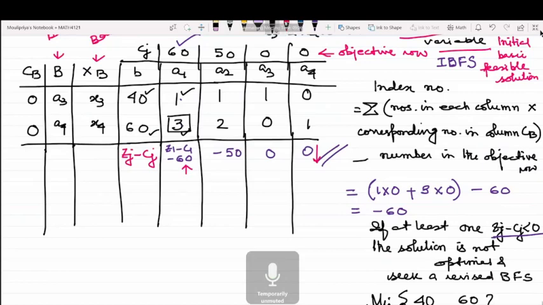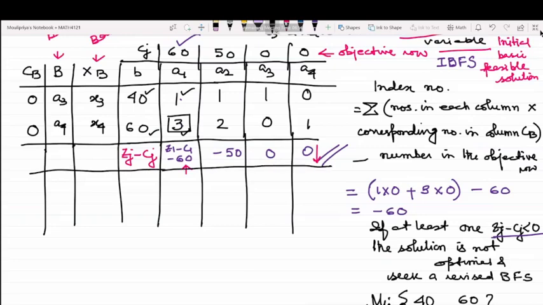So now we have to revise the table. How is the revision done? Let us see. In the column for XB, X3 remains as it is. X4 will be replaced by X1. A3 would remain as it is. A4 would be replaced by A1. CB for A3 is still 0, but the cost component for A1 is 60. Am I correct till this?